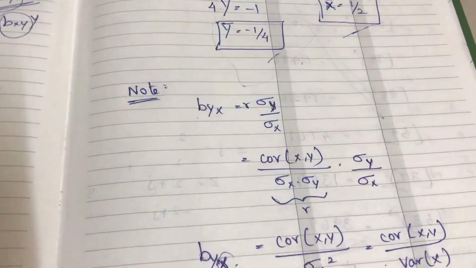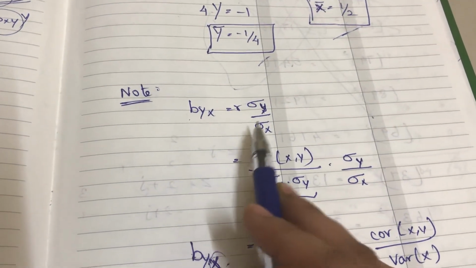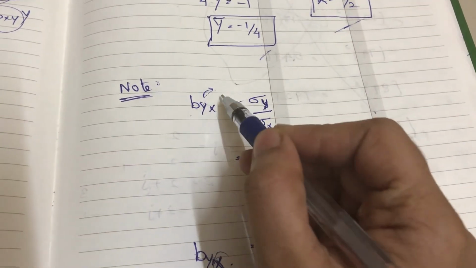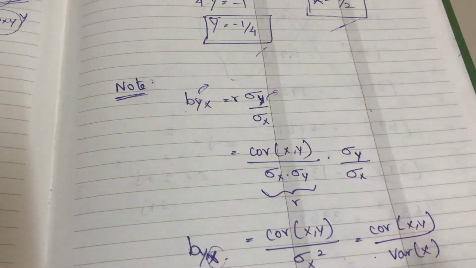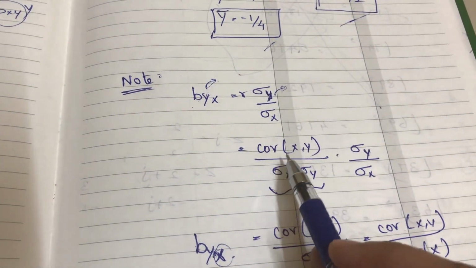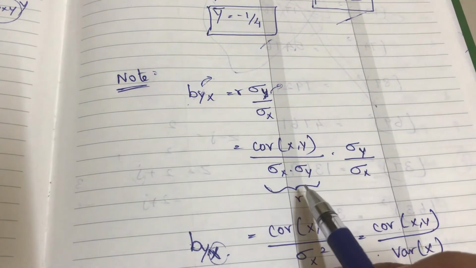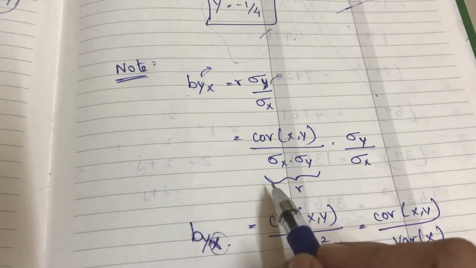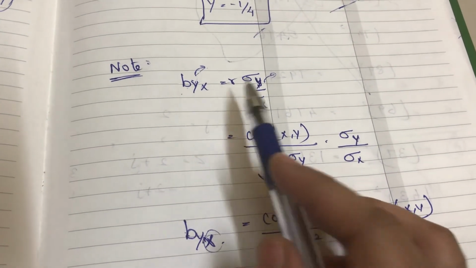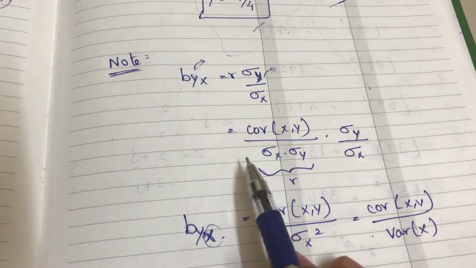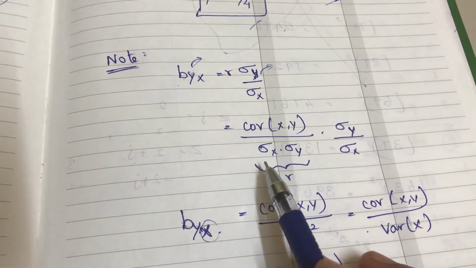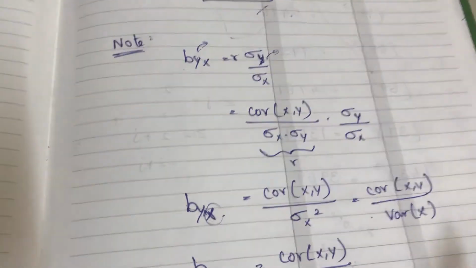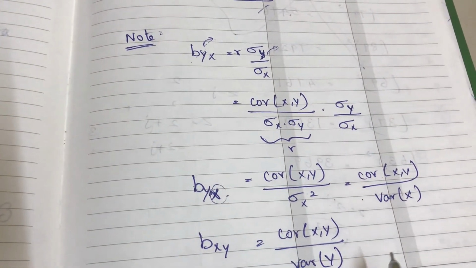Then note byx will be equal to r into sigma y by sigma x. Here we need to give preference to y, and here also y. Next, this is equal to covariance of xy by sigma x into sigma y. You can see they have substituted the r value here, covariance of xy by sigma x into sigma y, times sigma y by sigma x. So the same.